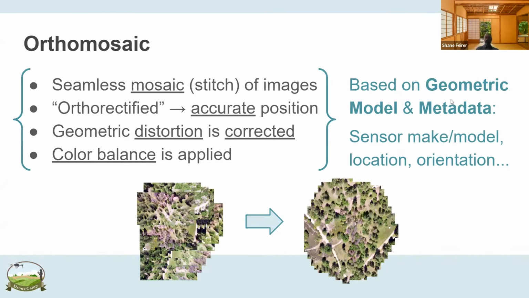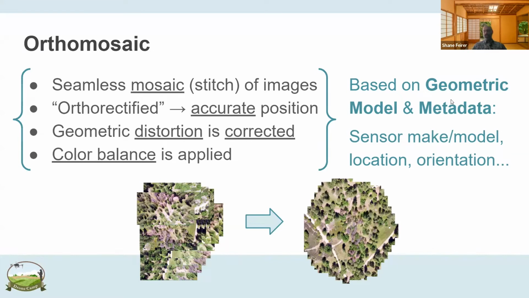So we're going to go through that process. You know what orthomosaics are. They're seamless mosaics of stitched images. They're ortho-rectified, so they're a straight down image of the data. They remove the geometric distortion and a color balance is applied. So in ArcGIS, with their Orthomosaic stitching process, it does this for you.